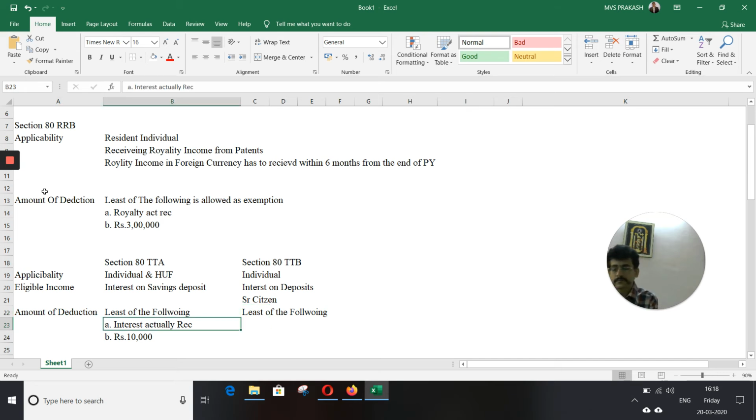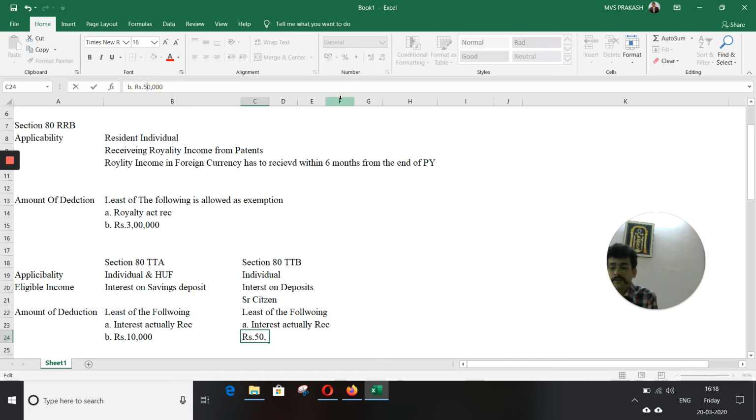Then the least of the following will be allowed as exemption. What is the least of the following? The first one is always the same, interest actually received. Then the second one is rupees 50,000. So interest actually received or rupees 50,000, whichever is least, is the amount which you can take as a deduction under 80TTB.